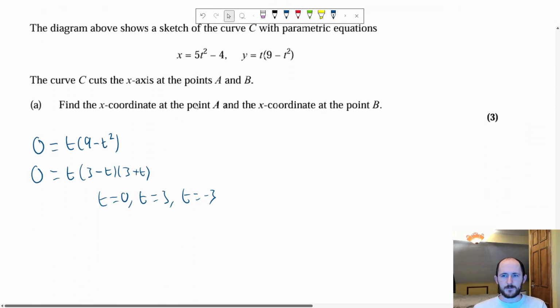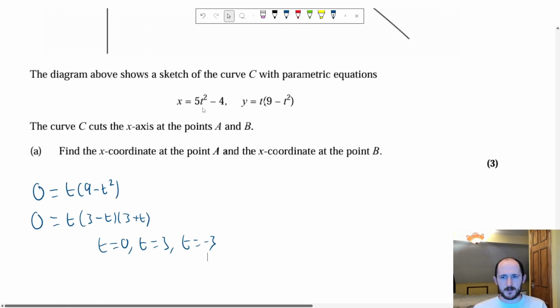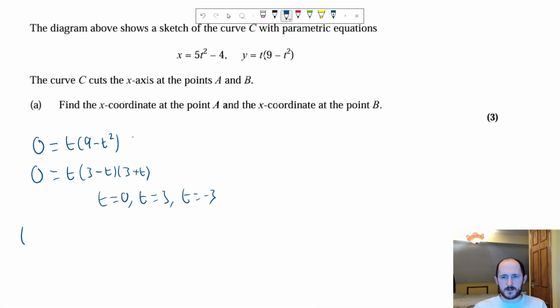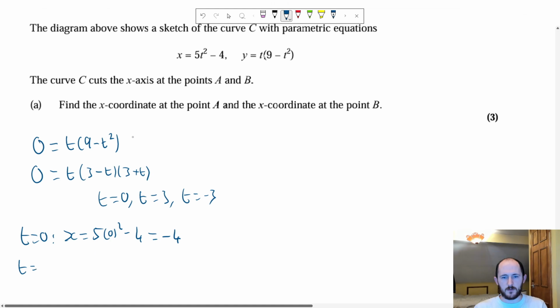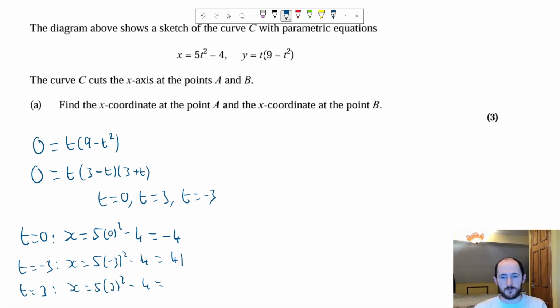Hopefully that makes sense. Let's start. So when t equals 0, we have x equals 5 times 0 squared minus 4, so that's minus 4. Cool? When t equals, let's say, minus 3, we have x equals 5 times minus 3 squared minus 4. So minus 3 squared is 9. 9 times 5 is 45. 45 minus 4 is 41. And when t equals plus 3, it's going to equal the same thing, isn't it? But, you know, in for a penny, in for a pound, we get 41.